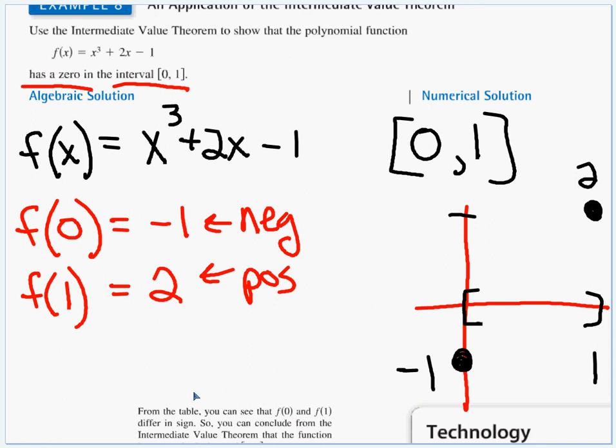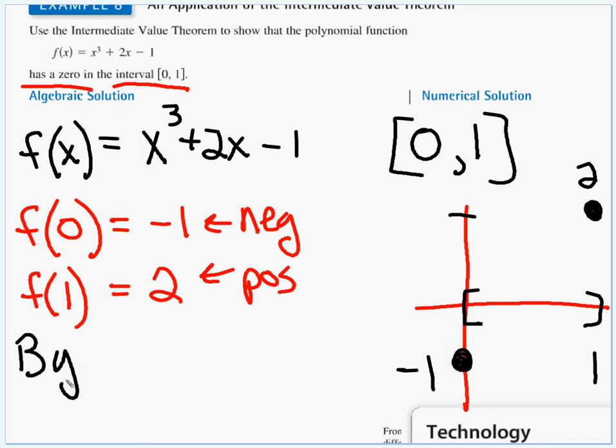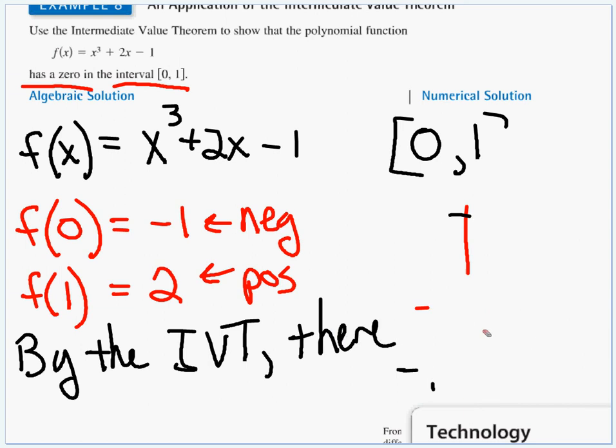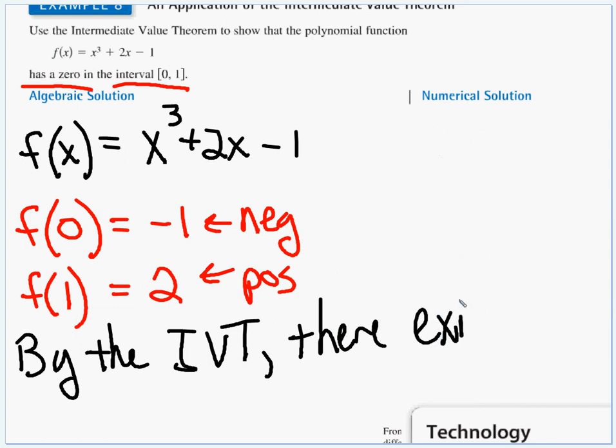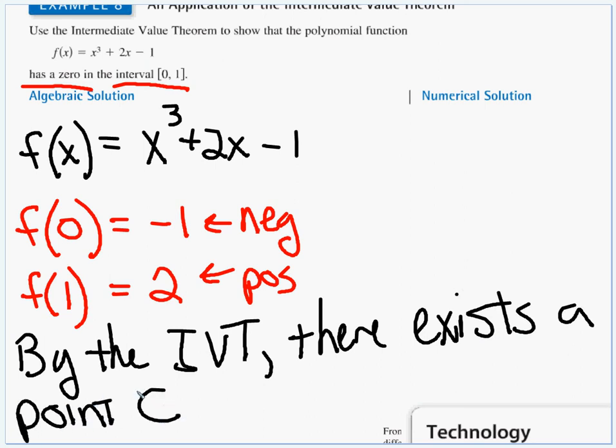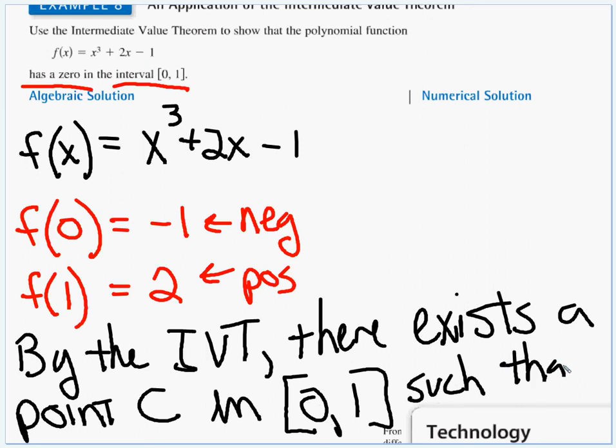So we've done all the work on here. I guess I could write this out. We've established the function's continuous, the interval is closed, our left endpoint is negative, our right endpoint is positive. I could write out, by the IVT, by the intermediate value theorem, there exists a point c in our interval 0 to 1 such that f of c is equal to 0.